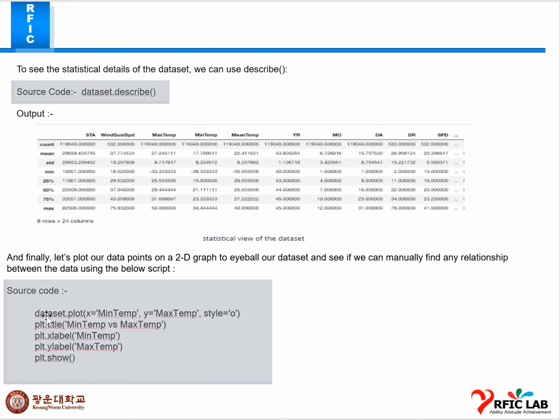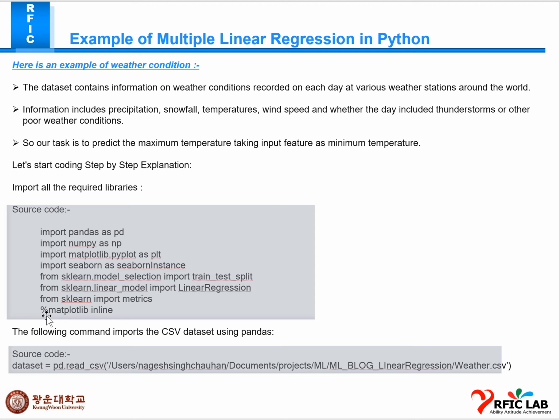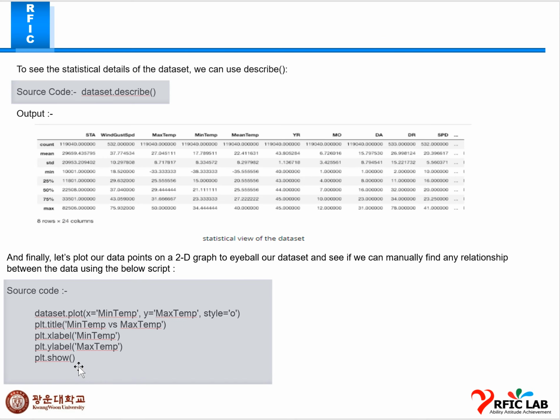Next comes reading the weather data. First we read this file, and next, if you want to see your data in statistical details, we will use the data set describe line of code. Then when you click on run, you will have this sort of statistical data.